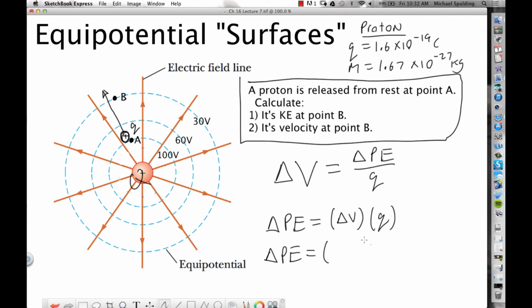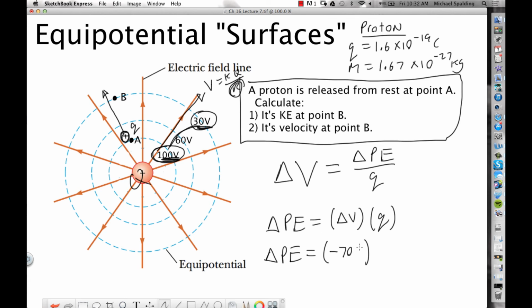Now, what is our delta V? Well, check it out here. Point A is at 100 volts. Point B is at 30 volts. Notice that the volts get smaller as you move that way. You should understand why: V equals kQ over r. As r gets bigger, V gets smaller. So what's the difference between 100 and 30? Negative 70, right? Because we're starting at 100 and ending at 30. If you start with $100 and end with 30, I think you would agree that your change was negative.